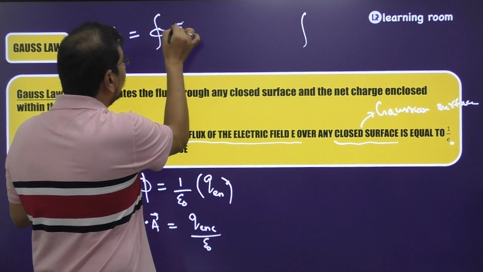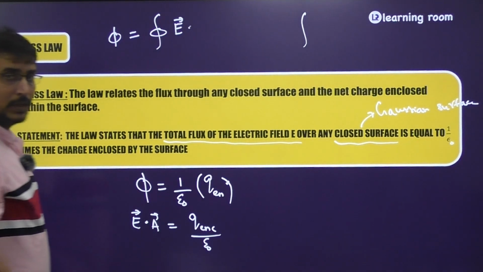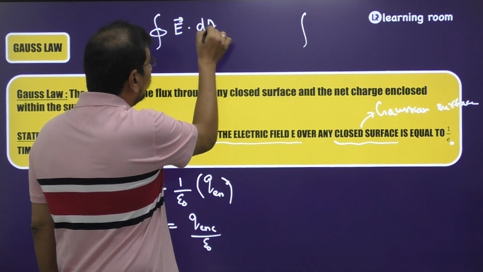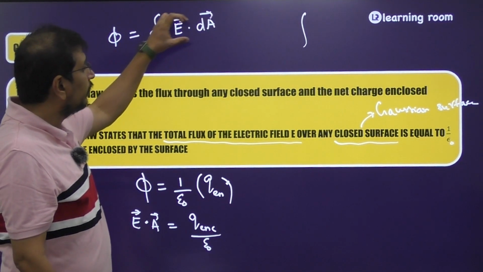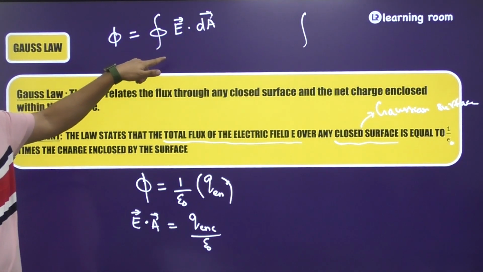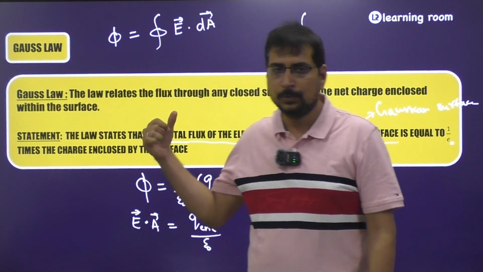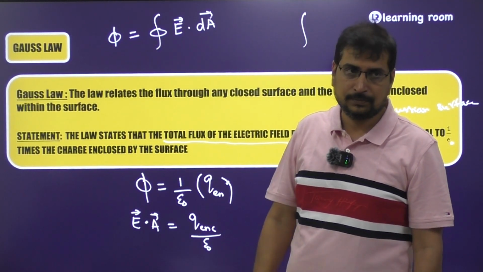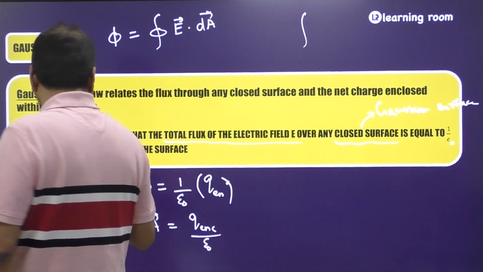It is given as E vector dot, instead of A, you will have dA vector. So the surface integral of E vector dot dA vector is also going to give you the total flux. This is what we are going to use in the applications of Gauss law, which I told you yesterday. There are 3 applications I told you, right? There we'll use this expression. Am I clear with this? Everything relates to the same concept of flux.